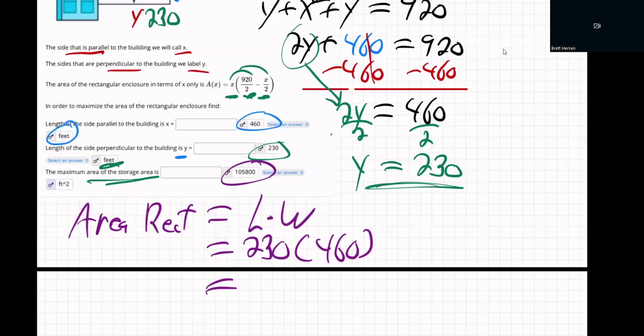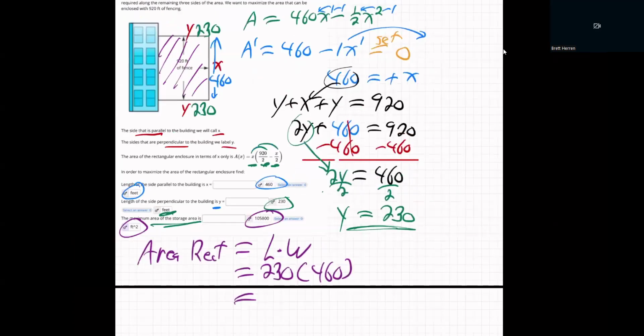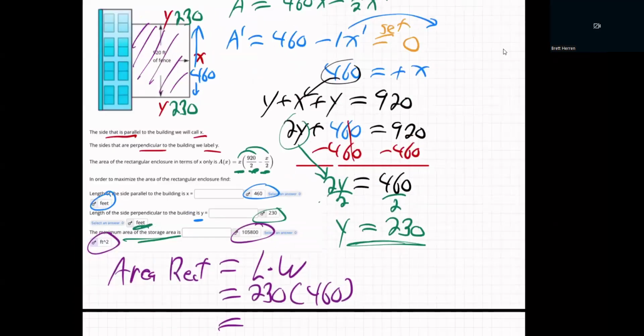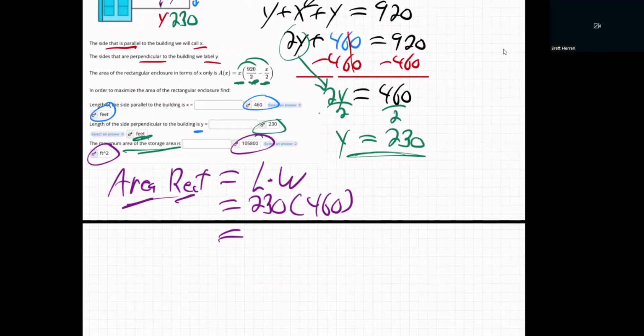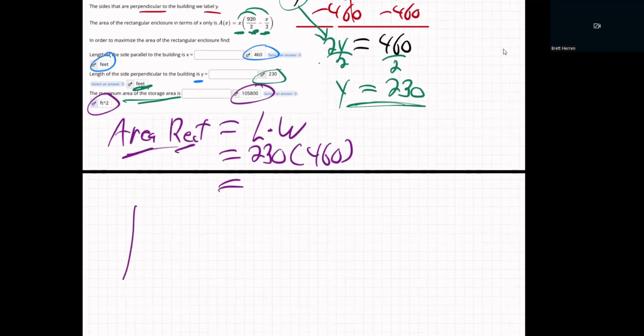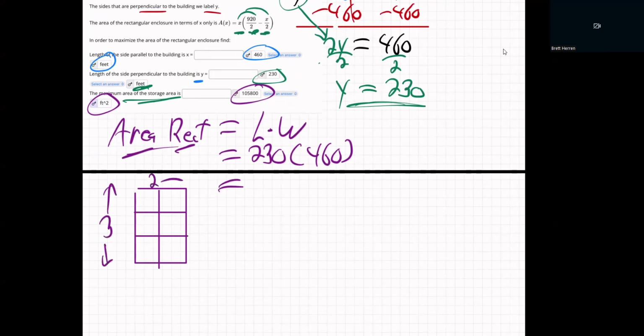105,800. That's square feet because area is always squares. It's like how many squares you can fill it up with, right? The area of a rectangle formula, make sure that's clear. If I make a rectangle and I make it 3 squares tall and 2 squares wide, you know how many squares are in here? 6. 3, 4, 5, 6.